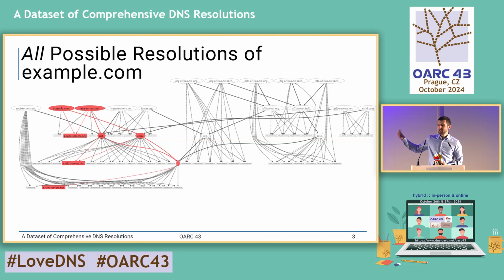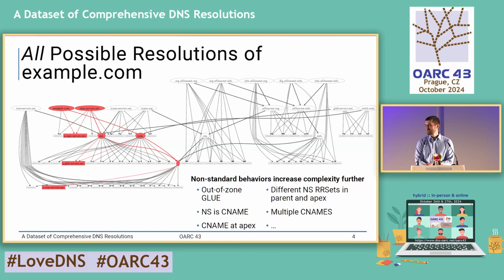So this is to show that there exists a lot of potential resolution paths, and you never quite know upfront which path the resolver might take. This is up to the resolver implementation and also due to factors like the response time of the individual authoritatives. To make matters worse, there is a lot of complexity involved with different misconfigurations or non-standard behaviors that make this resolution even more complex.